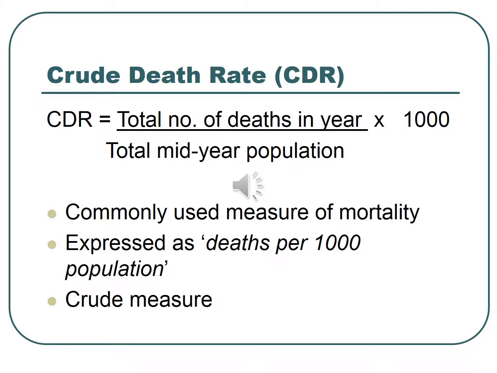Crude death rate. The formula to calculate crude death rate is the total number of deaths in a given year divided by the total mid-year population of that year, multiplied by 1000. Crude death rate is a common index to measure mortality and is a crude measure. It is expressed as the number of deaths per 1000 population.